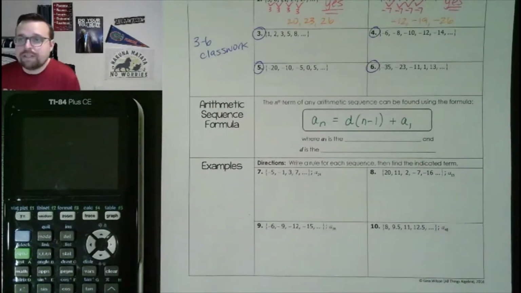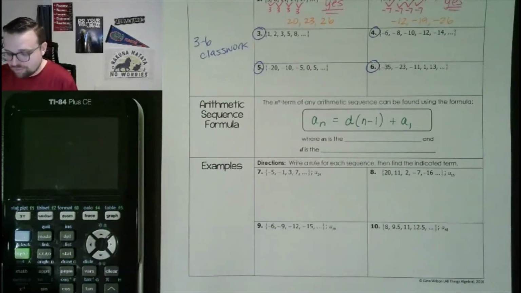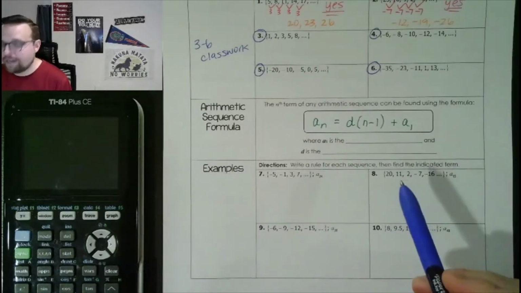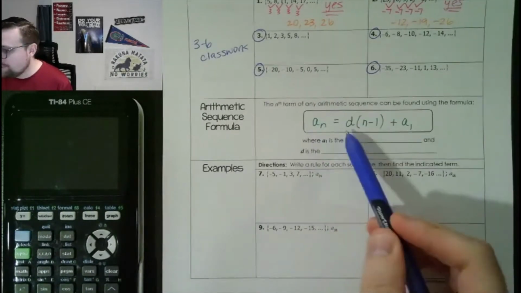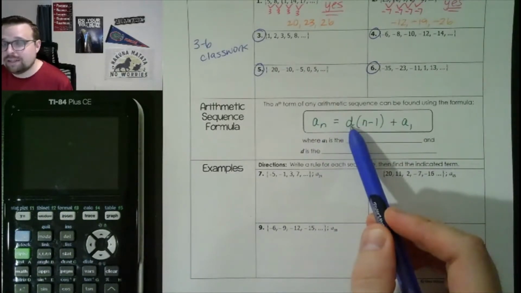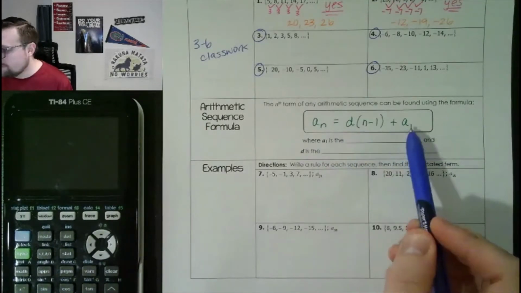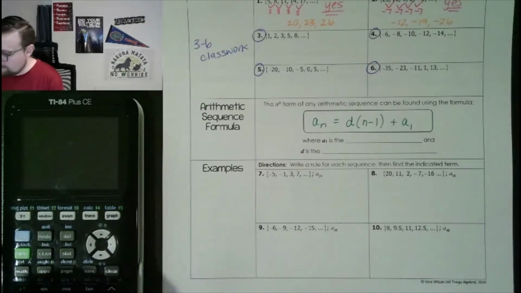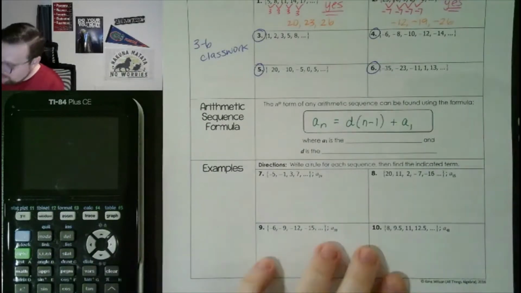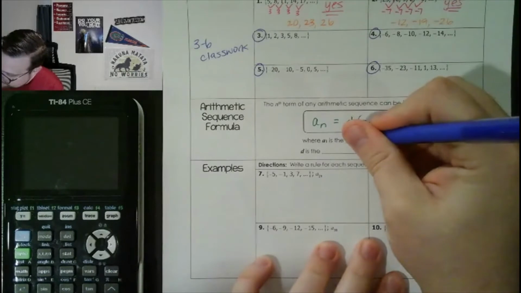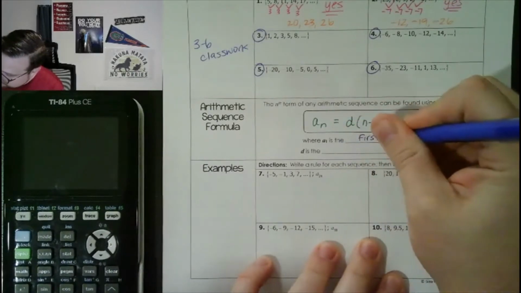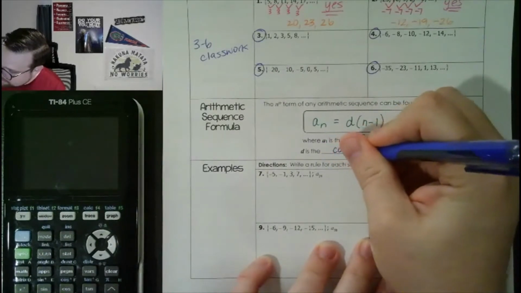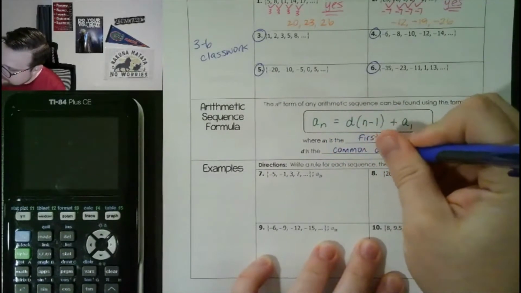So there are a few things you need to know in order to do one of these rules. You need to know which number term you're finding, because you need to know what n is. You need to know what the common difference is in the sequence, and you also need to know what the first term of the sequence is. Okay, so we can fill in the two blanks that are here. A sub 1 is going to be the first term, and d is going to be the common difference.